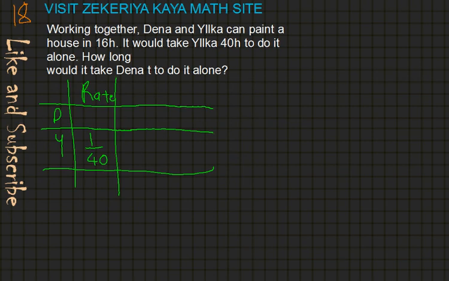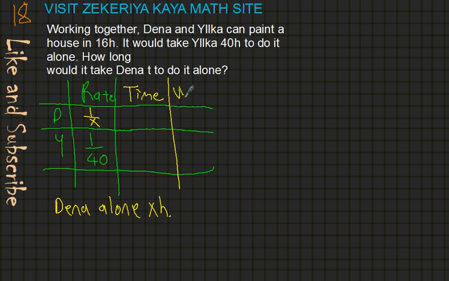How long would it take Dana to do it alone? That is the question. So let's say Dana can do it alone in x hours. For that, I will give the name x. Dana alone, x hours. So right now, what is Dana's rate? 1/x.